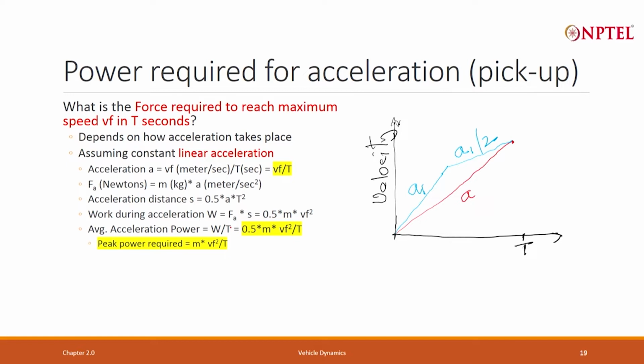Now, that is the average power, but when it is at the maximum velocity, the velocity will be V f, at that time peak power requirement will be m v f square by t. So, it will be double the average. That is the peak power required, because when the velocity is V f, the force is m V f by t, but at that time it is actually travelling at that speed V. So, that is the peak power.